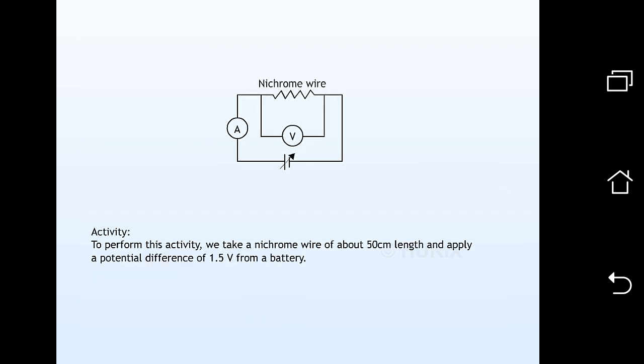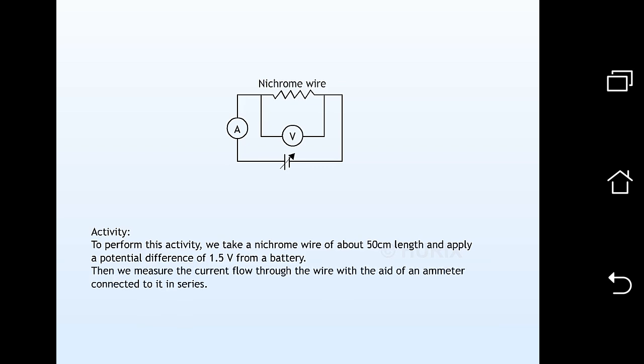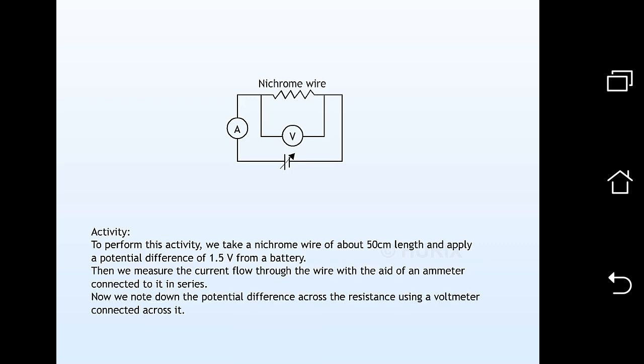Activity. To perform this activity, we take a nichrome wire of about 50 centimeters length and apply a potential difference of 1.5 volts from a battery. Then, we measure the current flow through the wire with the aid of an ammeter connected to it in series. Now we note down the potential difference across the resistance using a voltmeter connected across it.